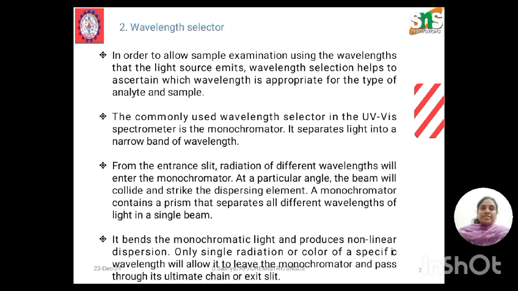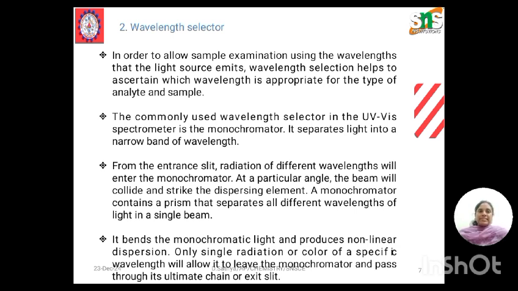The next one is the wavelength selector. In order to allow sample examination using the wavelengths that the light source emits, the wavelength selector helps select the wavelength appropriate for the type of analyte in the sample. The commonly used wavelength selector in UV visible is the monochromator. It separates the light into narrow bands of wavelength.